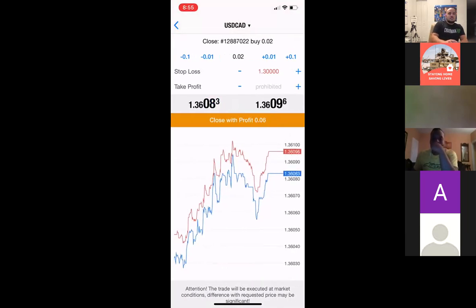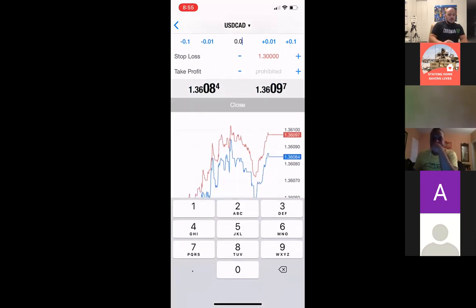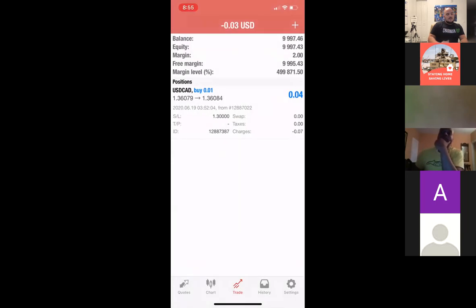You see how it still says 0.02 at the top? Look at what you can do. You go in and change it to 0.01. So guess what? Now I'm going to close half of the trade, and the other half of the trade is still running like it's a separate trade now. I closed, I took half my money out the game.